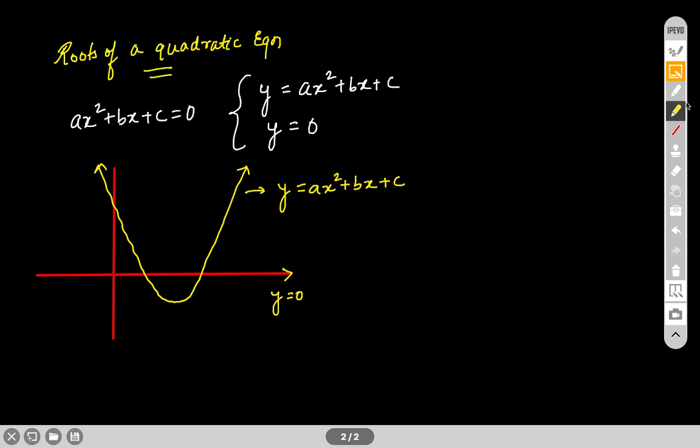Now, what decides whether the parabola is opening upward or downward? The sign on the a. The parabola will open upwards when your a is positive, correct? And the parabola will open downwards if your a is negative, correct? So this is how the parabola will open when your a is negative.